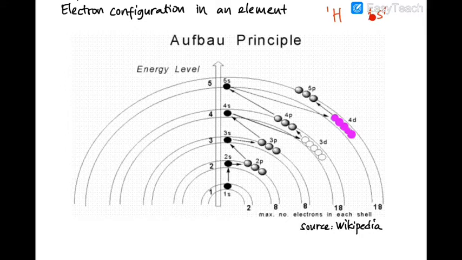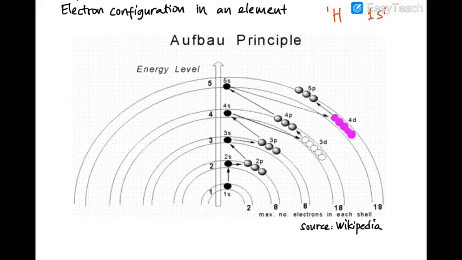This codes for the number of the shell, or what we know as the principal quantum number. This is the orbital, which also correlates to the azimuthal or angular quantum number, and this is the number of the electron. So we have one electron in the orbital of 1s.